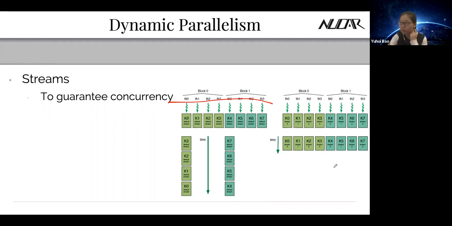But in order to do them concurrently, you can launch them. Thread 0 can launch into stream 0, then stream 1. For another block, thread 0 can launch into another stream. So this stream 0 is different from this stream 0.